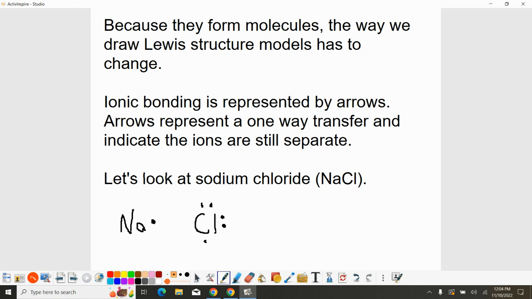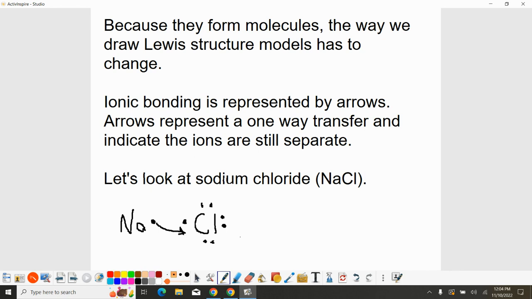So it looks like this. We have a metal and a nonmetal, so this is ionic bonding. My sodium has low ionization energy, low electron affinity, so it wants to lose electrons. My chlorine has high ionization energy, high electron affinity, so it wants to take them. So that's what happens. The chlorine takes the electron away from the sodium.